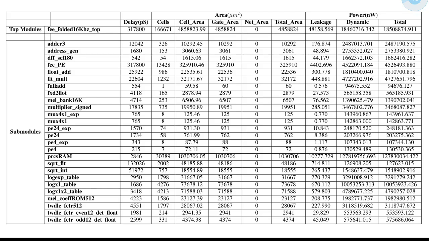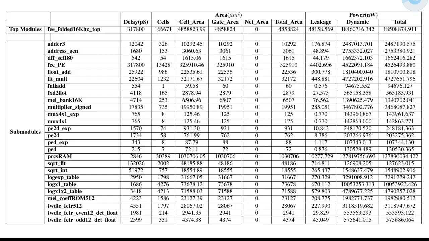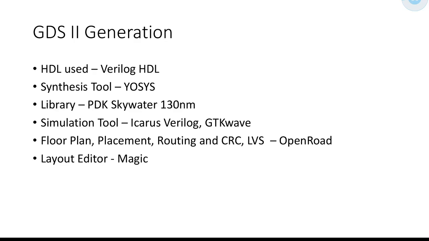Synthesis result for the 16 kHz FFT architecture. The proposed 16 kHz based FFT can operate at 3 MHz speed by consuming 18.5 mW power. GDS II of each module is shown in the next slides. Tools used for GDS II: HDL used, Verilog HDL; Synthesis Tool, YOSYS; Library, Skywater 130 nanometers PDK; Simulation Tool, Icarus Verilog, GTK Wave; Floorplan, Placement, Routing and DRC, LVS, OpenROAD; Layout Editor, Magic.